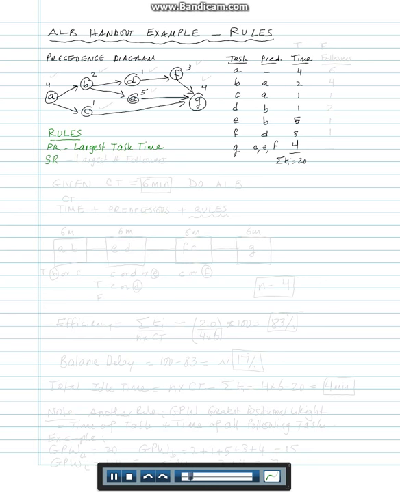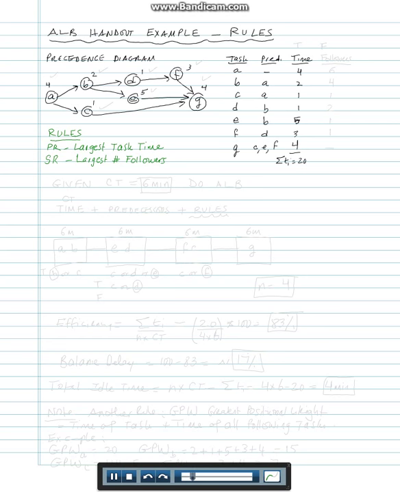Secondary rule, SR: if there is a tie with the primary rule, you're going to use the secondary rule to break the tie, and that is largest number of followers. So that's a rule that we are going to have to calculate.